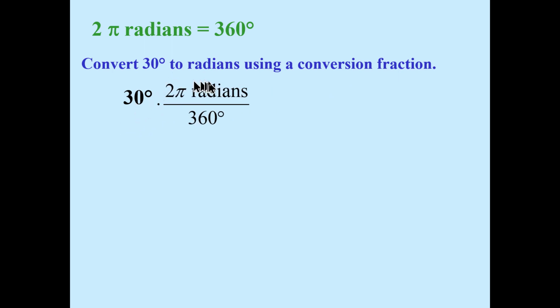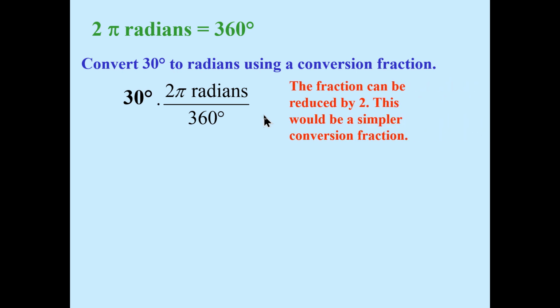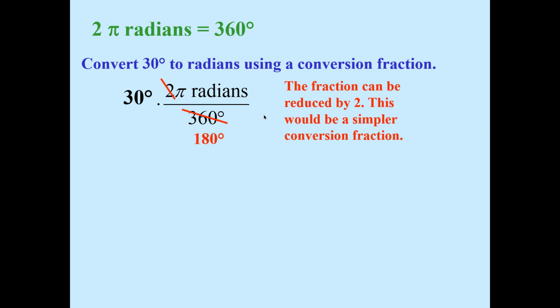Convert 30 degrees to radians using a conversion fraction. You have 2 pi radians over 360 degrees. This simplifies: the 2 over 360 simplifies, so we just have pi radians over 180 degrees.